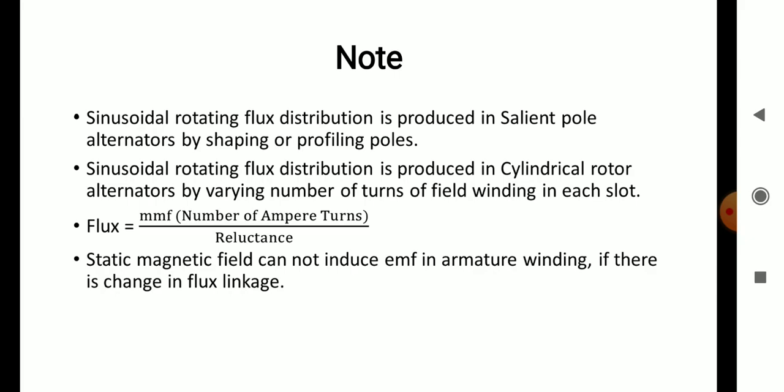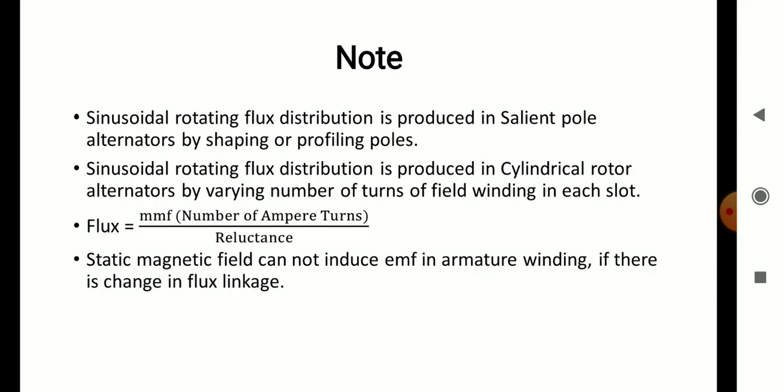And in the case of a cylindrical rotor alternator, the number of ampere turns is varied and reluctance is kept constant, because the air gap is constant in a cylindrical rotor, and the number of ampere turns is varied in such a way that the flux generated resembles the shape of a sine wave.